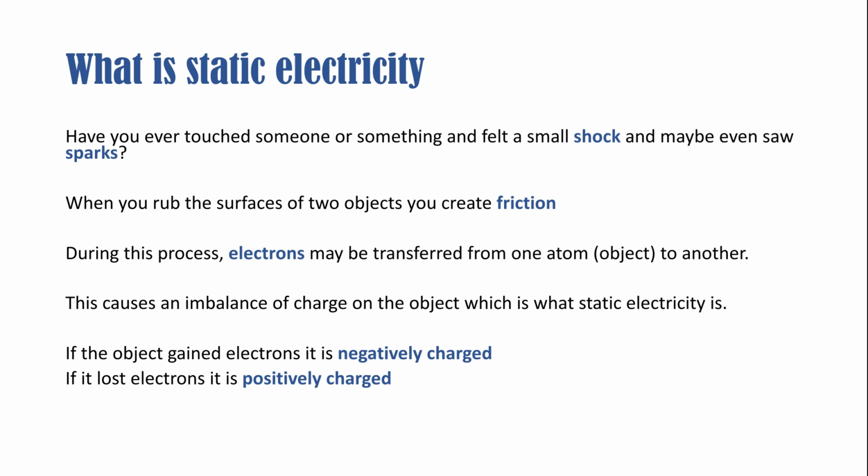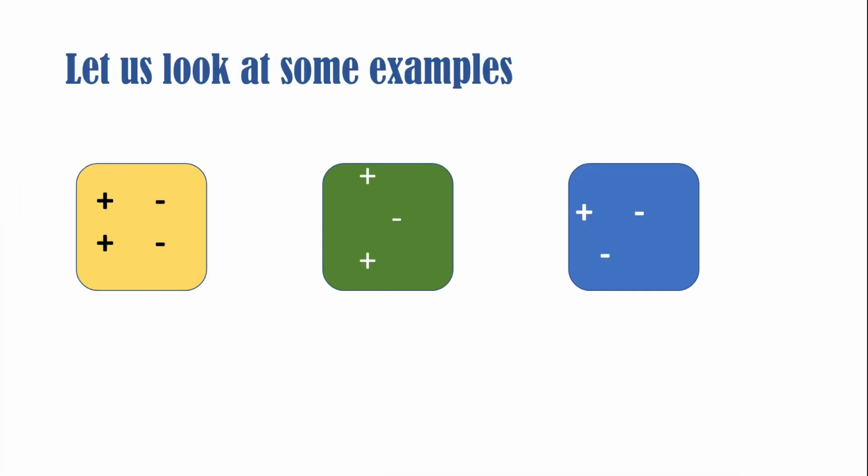So what is static electricity? When we rub two objects against each other, it means we are causing friction. During this process, electrons are transferred from one object to another. The object that gains electrons will be negatively charged, and the one that loses electrons will be positively charged. Opposite charges attract, and like charges repel. When an object has more electrons than protons, for example, there is an imbalance of charge, and that is what we call static electricity.